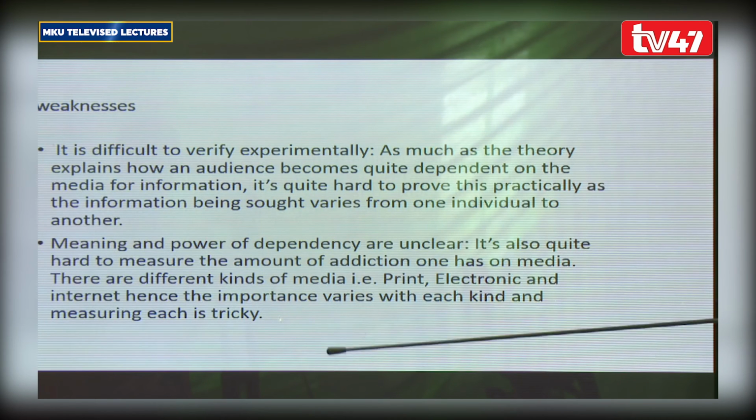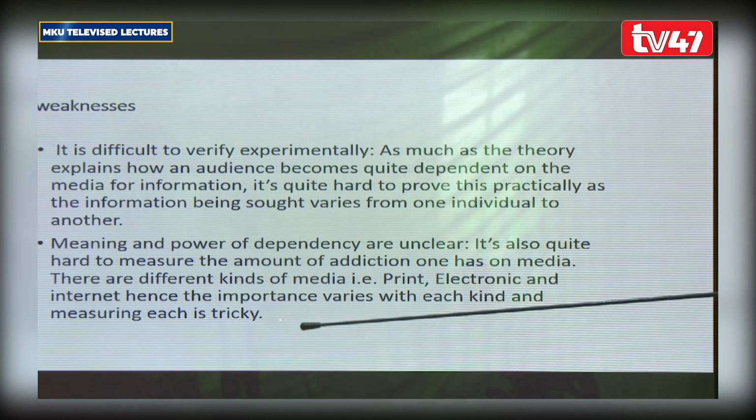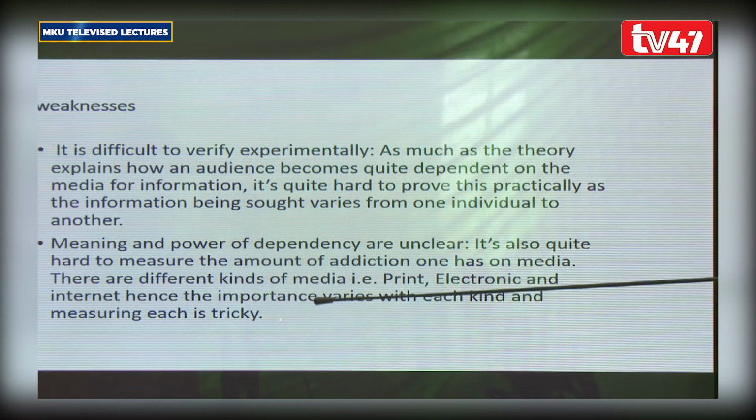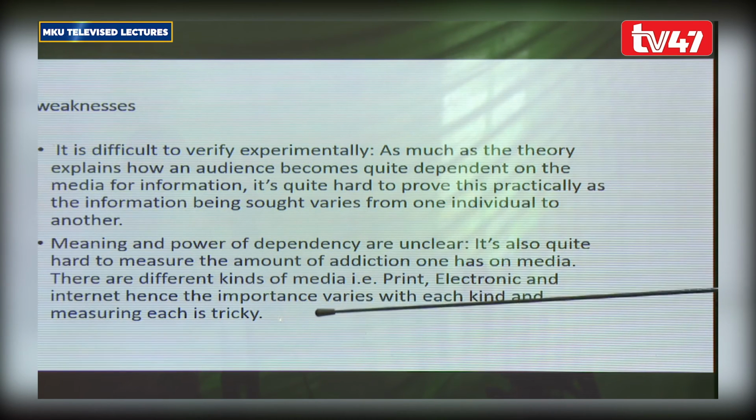Now to the weaknesses, you find it's hard to verify. We can't do an experiment to see the relationship, or the level of this dependency. And also apart from that, you find that the meaning and power of dependency are not clear.